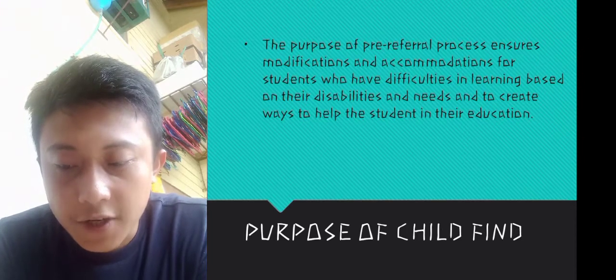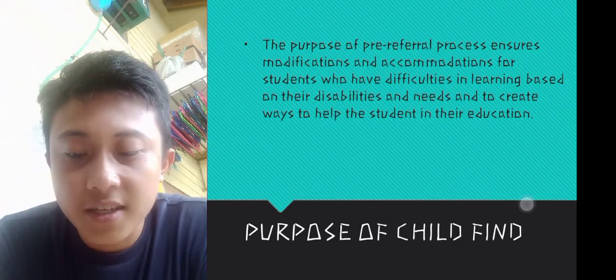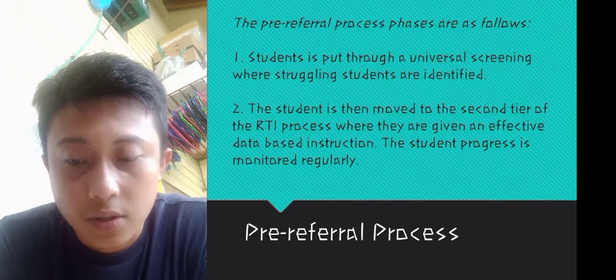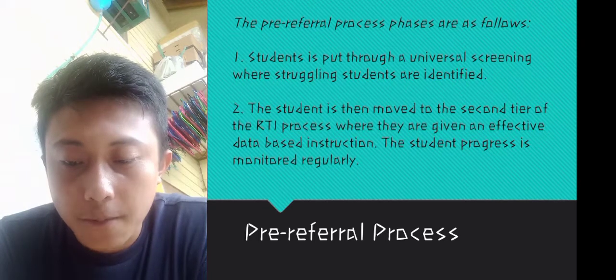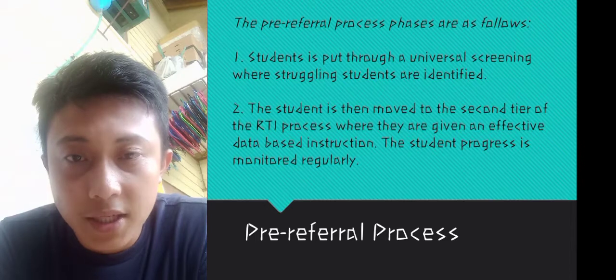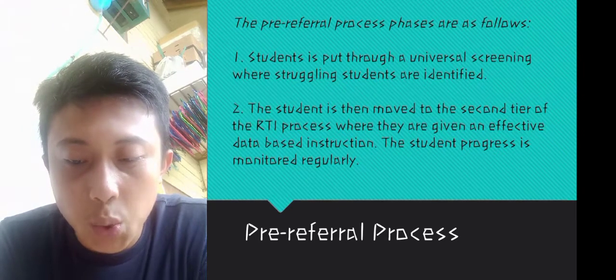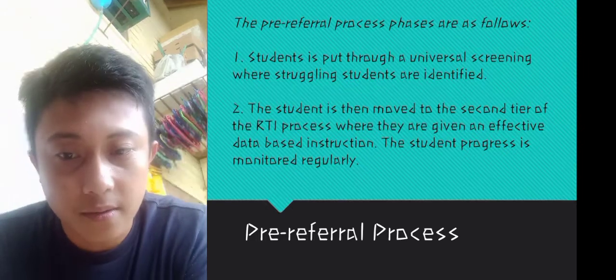So, purpose of child find. There are five phases as it follows. So the pre-referral process are this. Number one, students are put through a universal screening where struggling students are identified.